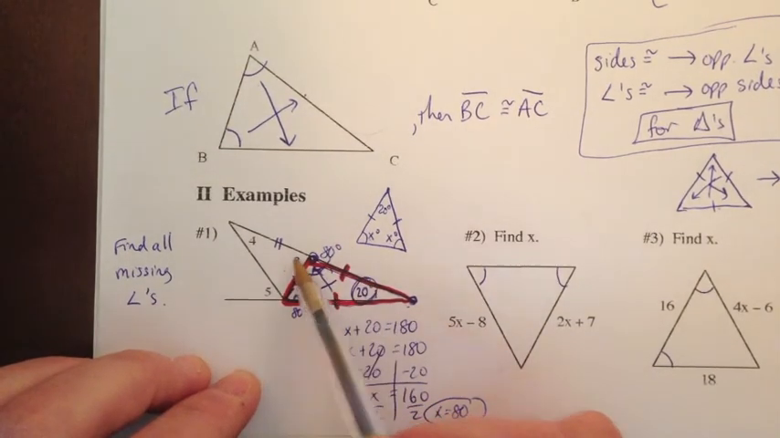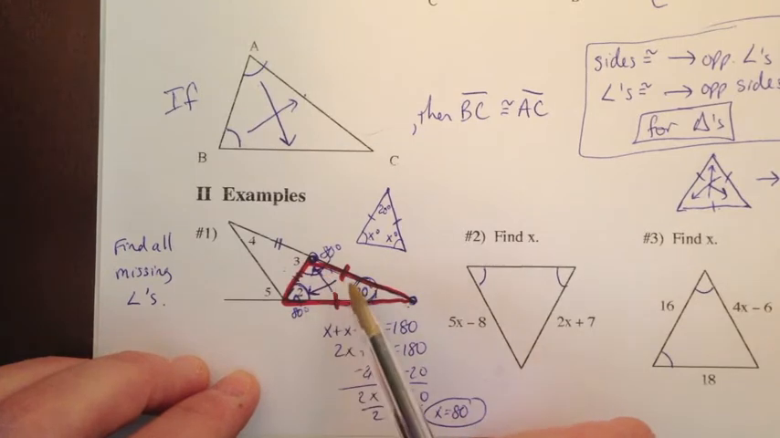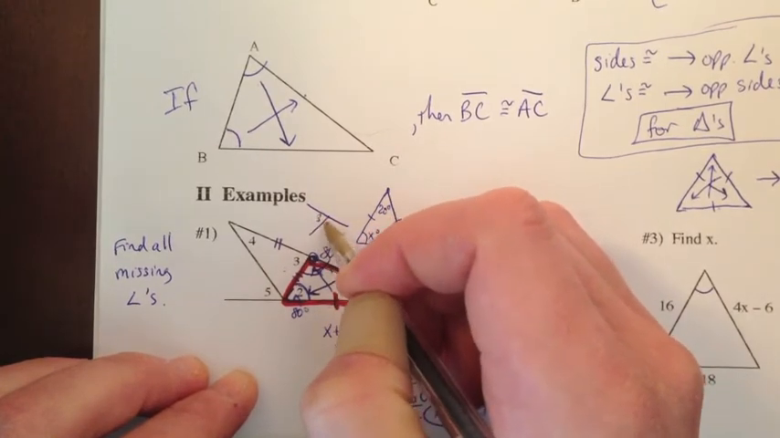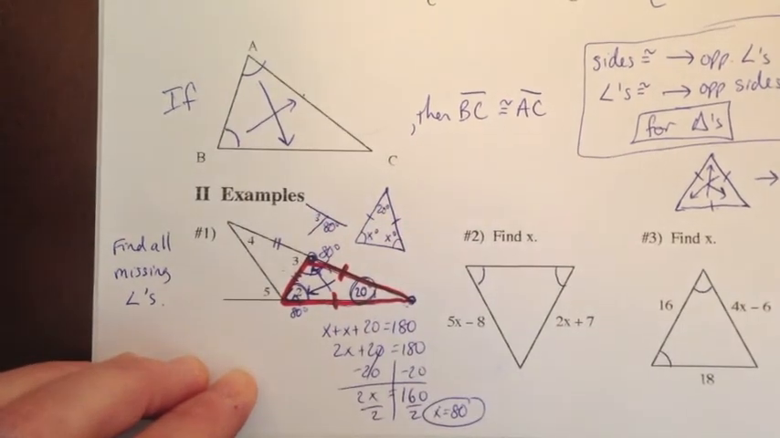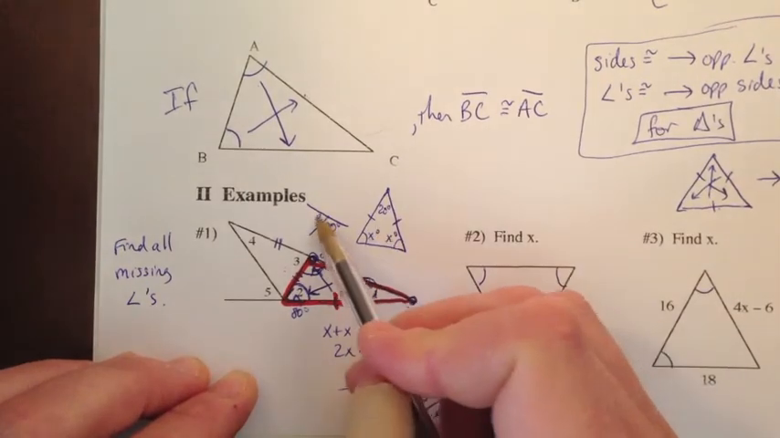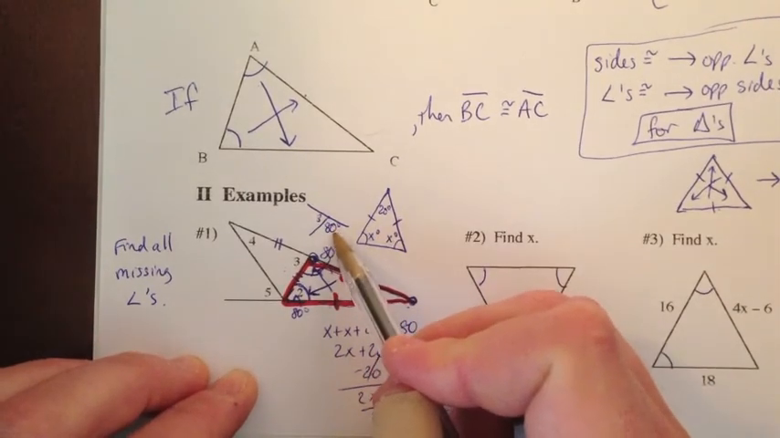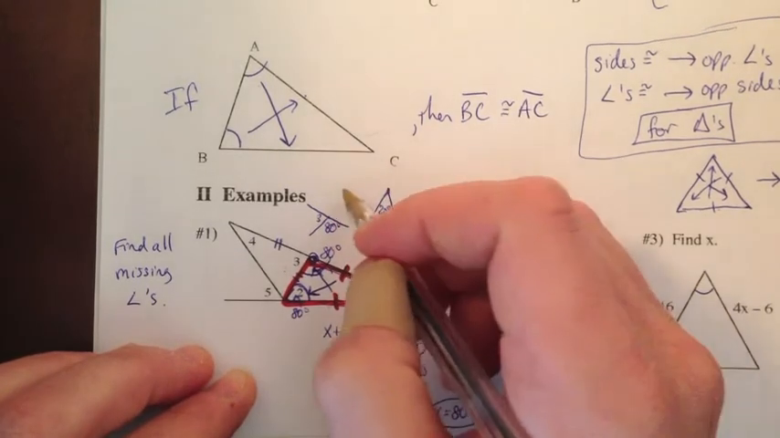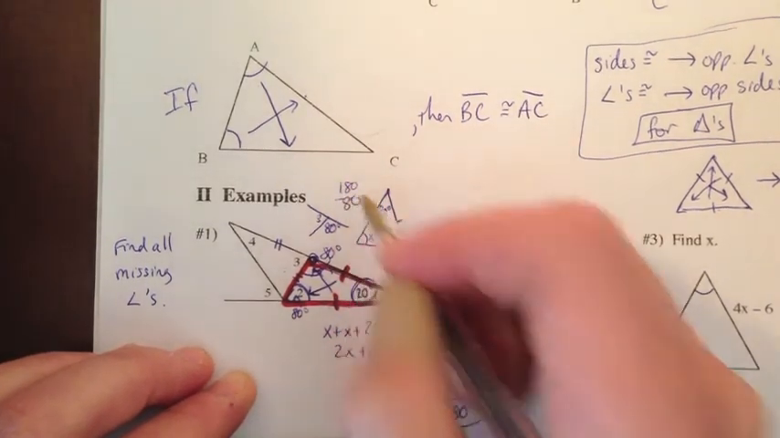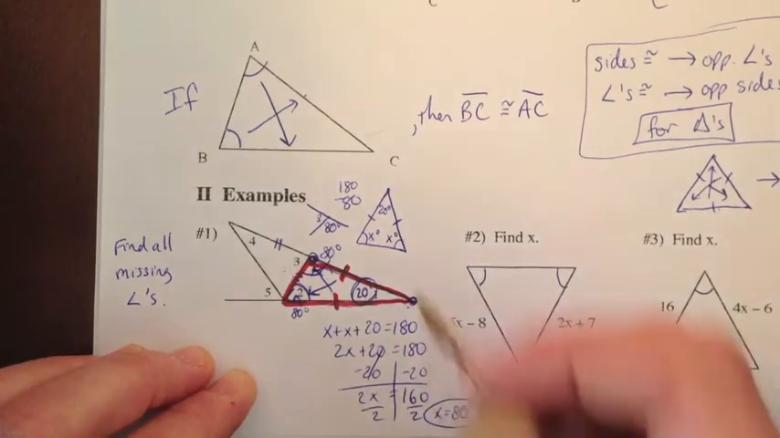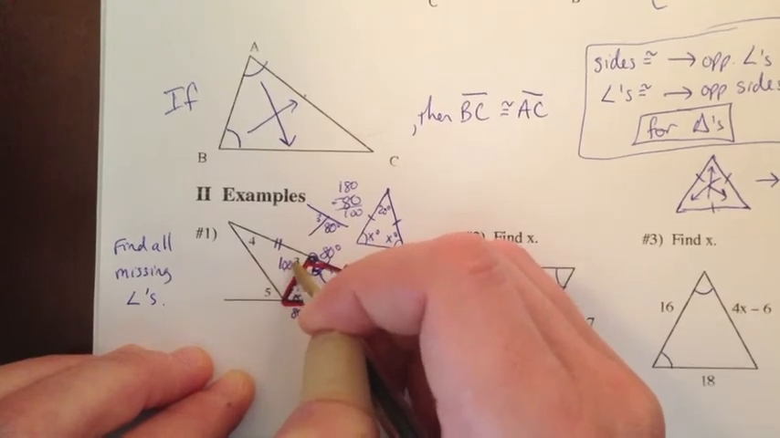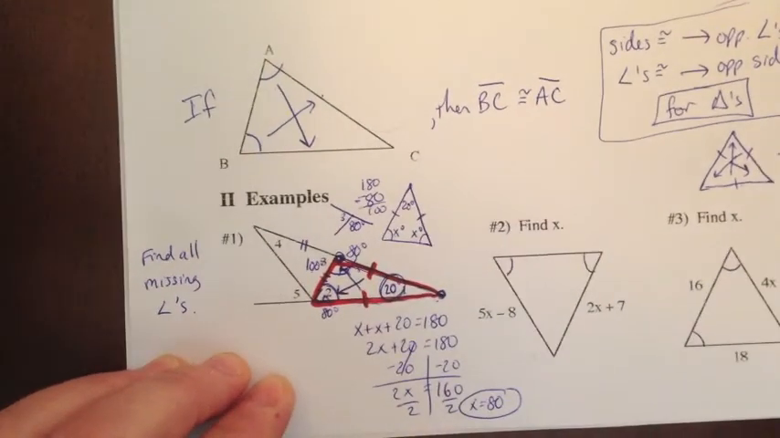Angle 3 is next to this angle here, which is 80. If I draw it separately, there's my angle 3, there's 80 degrees. Those two angles form a straight line. That's a linear pair, which means they're supplementary. They add up to 180. So if I take 180 and subtract 80, that gives me 100. So that's angle 3. There's 100 degrees right there.